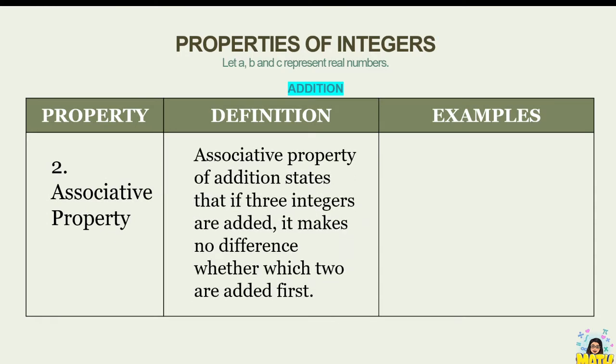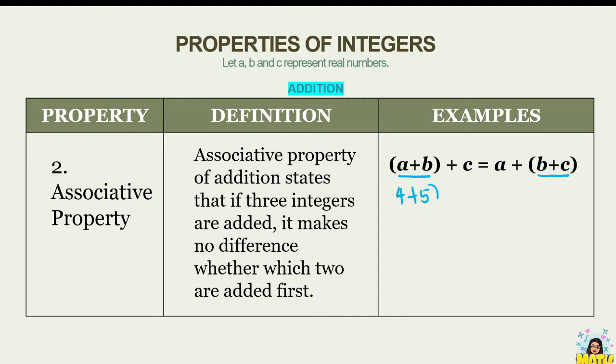The second property is what we call the associative property. Here, it states that if three integers are added, it makes no difference which two are added first. Ibig sabihin, if we have three integers, just like a, b, and c, whether i-add mo muna yung a plus b bago yung c, or i-add mo muna yung b plus c bago yung a, the answer will remain the same. So let's have a concrete example here.